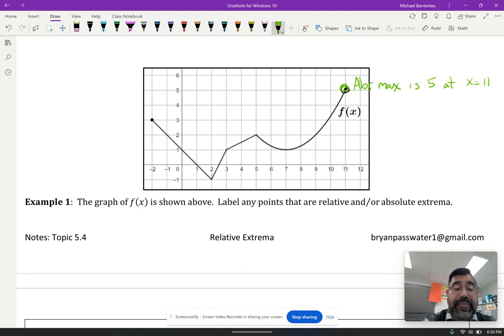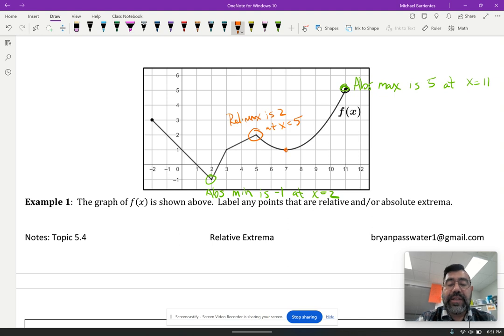There's also an absolute min. So here's my absolute min. Absolute min is -1 at x equals 2. So now we know that there is a highest value, there's a lowest value. But in between, there are also some other peaks and valleys, right? Some hills and valleys that can be defined as relative extrema. So we're going to say this is a relative max. I can see that it peaks. It stops increasing, and then it starts to decrease. The relative max is 2 at x equals 5.